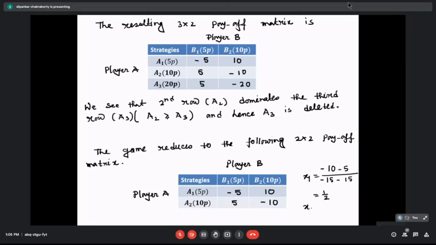Similarly, X2 will also be the same. X2 means we are going to eliminate the second row. And in the first row, what we do? Minus 5, the principal diagonal, minus the other element, that is minus 15, and the denominator remains minus 30, so that is also half. So X1 and X2 both are half. Let's calculate Y1, Y2 as well. Tell me Y1.